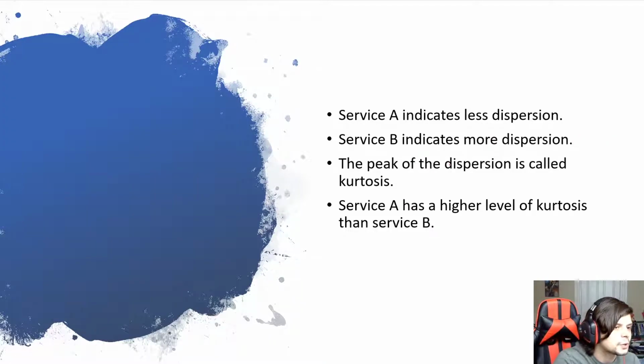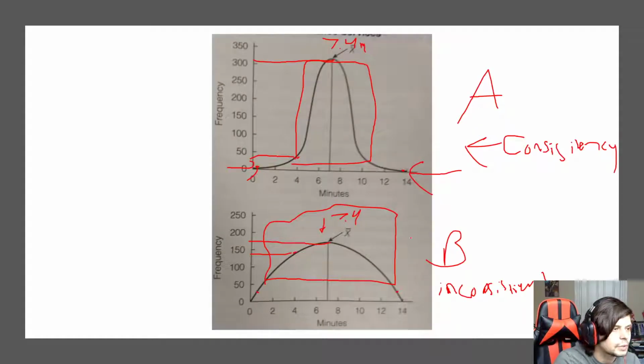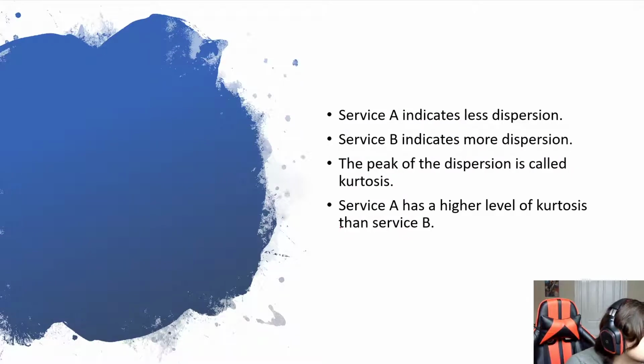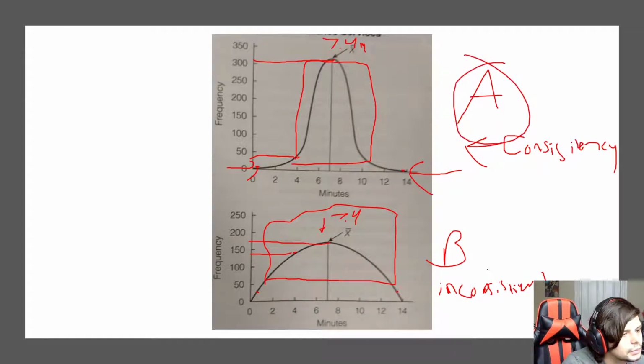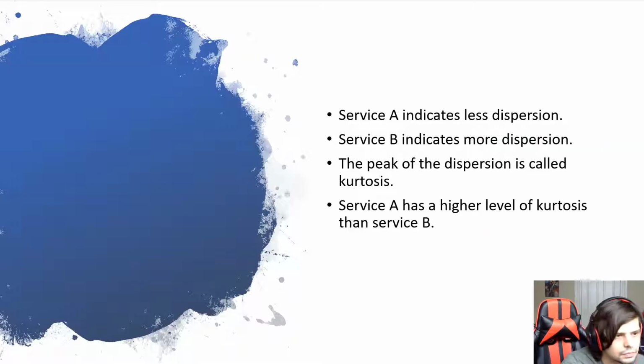The peak of the distribution is called kurtosis. And remember how I said this is more pinched? The more peaked it is, or the more kurtosis you see in a data set, the more consistent that data set is. Service A has a higher level of kurtosis than service B. And as you see, this is true because this is more pinched together. It's got a higher peak. This is less pinched together and has a more rounded peak. More consistent is A, and B is less consistent.